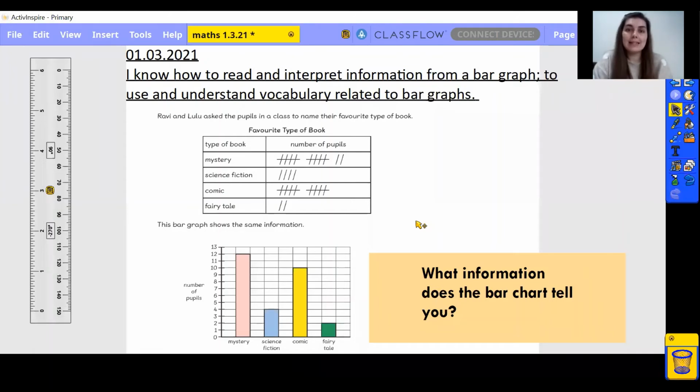Hello Year 3, today in Maths we are going to be able to read and interpret information from a bar graph and also use and understand vocabulary related to bar graphs.